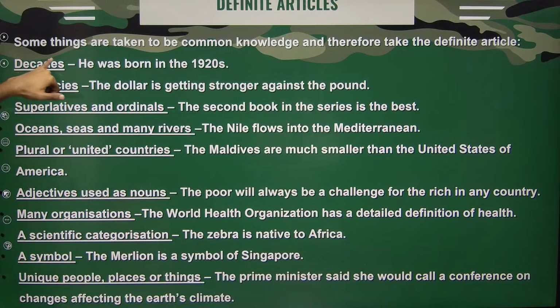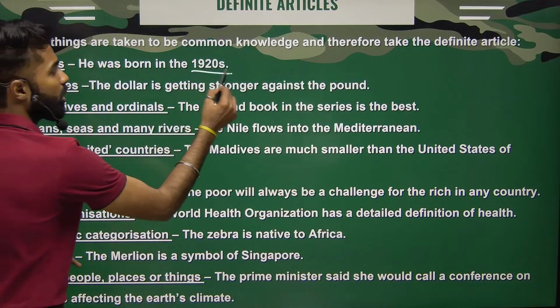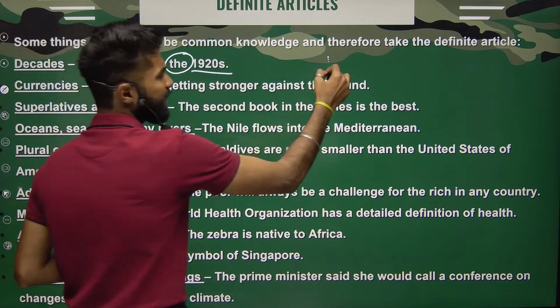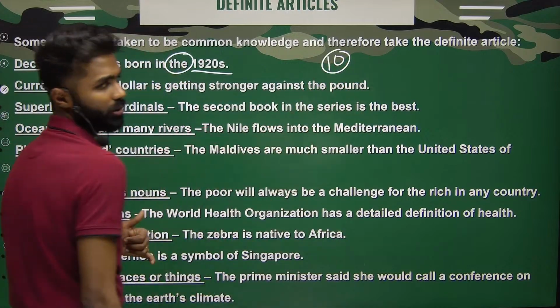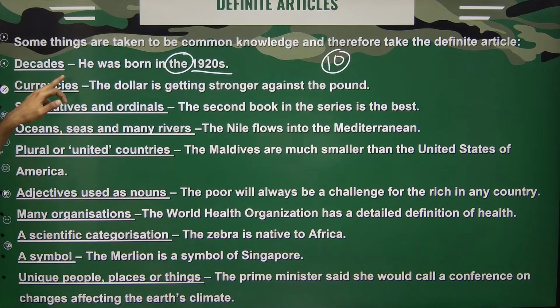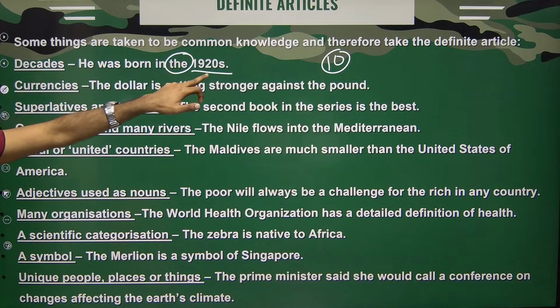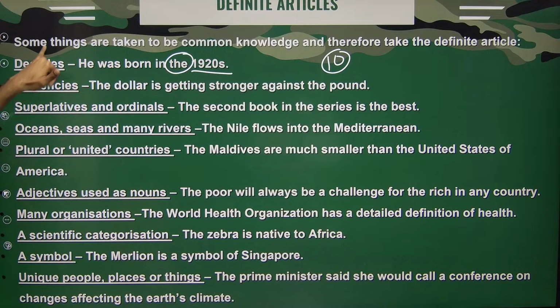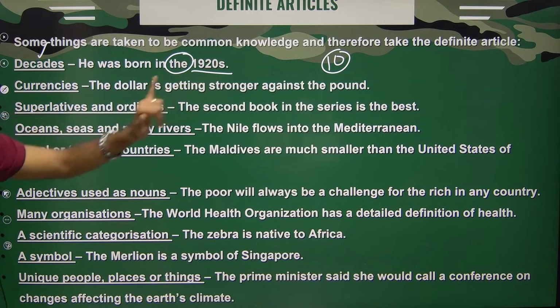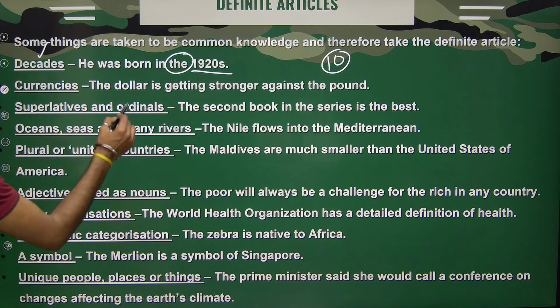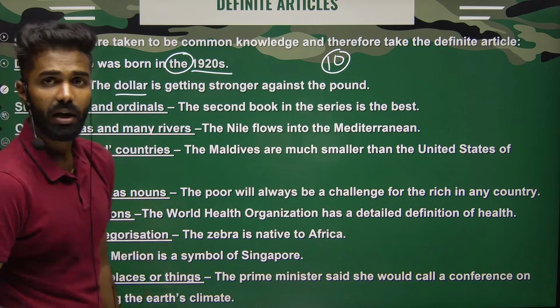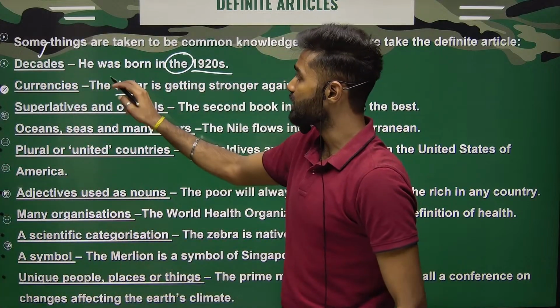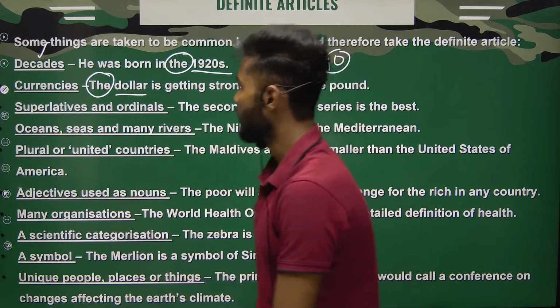See here. Decades, okay? He was born in the 1920s. What do you mean by decades? Every 10 years is one decade. So 10 years is a decade. He was born in the 1920s. So whenever you see a decade, mention the definite article. Currency: dollar, rupees, yen, riyal, or euros, whatever it is. If you see a currency, mention the definite article, like the dollar.